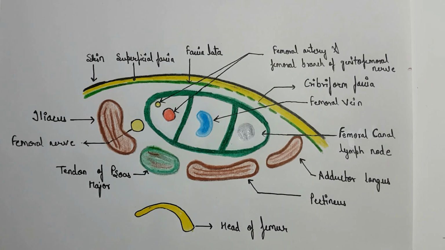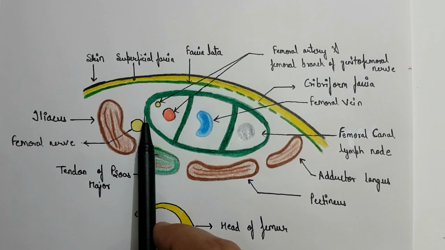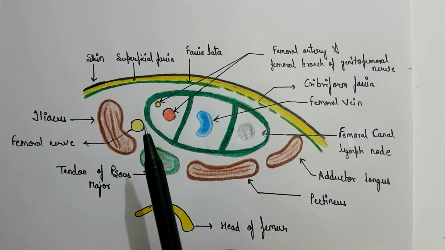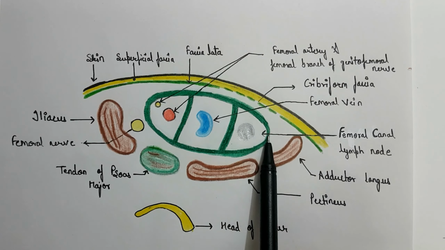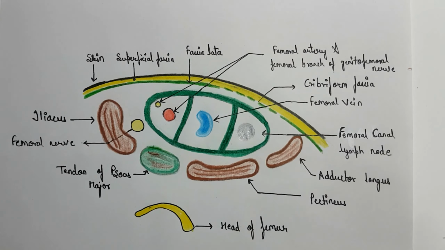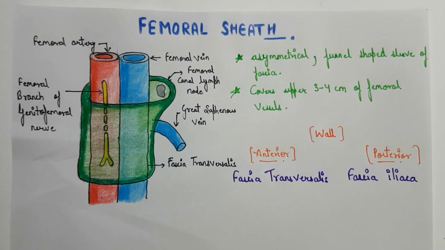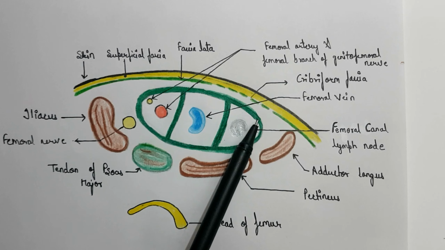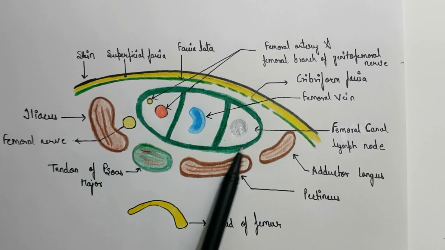Now this diagram is the sectional view of the femoral triangle, in which we could also see the sectional view of the femoral sheath. This is the femoral sheath with its contents that we'll be talking about later. But now I want to inform you that the femoral sheath is made up of two walls. This is the anterior wall and this is the posterior wall. The anterior wall of the femoral sheath is formed of the fascia transversalis and the posterior wall is formed of the fascia iliaca. In the sectional view, the anterior wall is formed of the fascia transversalis and the posterior wall is formed of the fascia iliaca.